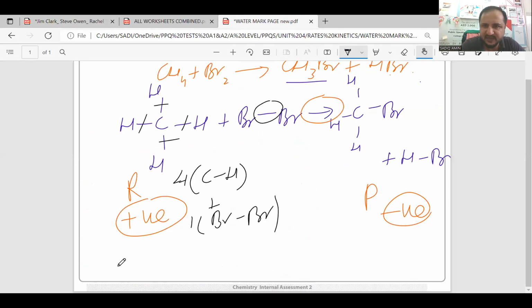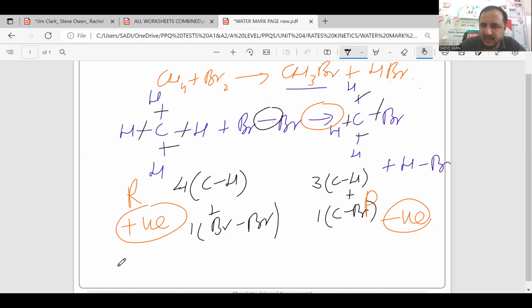Okay, now on the other side, how many C-H relations do you see? 1, 2, 3. So we got 3 times C-H relation on this side. And 1 is a C-Br relation also. So 1 time we have C with Br relation here, and I'm going to add these values, keep in mind. And 1 time I'm having an H-Br relation. So 1 time H and Br relation is there.